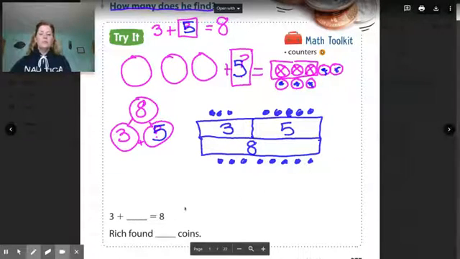So it's just one big number bond. But don't forget to fill in your blanks down at the bottom. Rich found 5 coins. Okay, let's go to the next one.